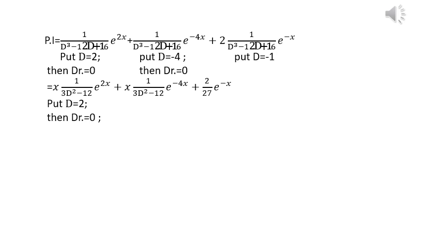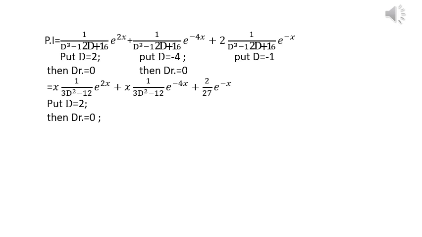With respect to the three terms, now what happened? 1 by d cube minus 12d plus 16 e to the power 2x, plus 1 by d cube minus 12d plus 16 e to the power minus 4x, plus 2 into 1 by d cube minus 12d plus 16 into the numerator e to the power minus x. Now we have three terms. For the first term, e to the power 2x is there. So put d is equal to 2.